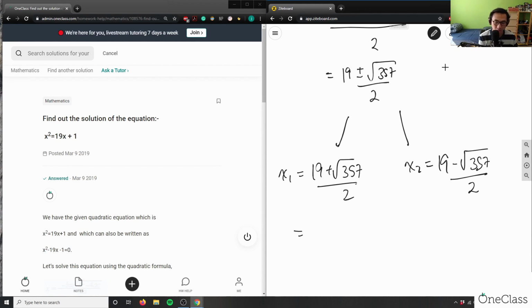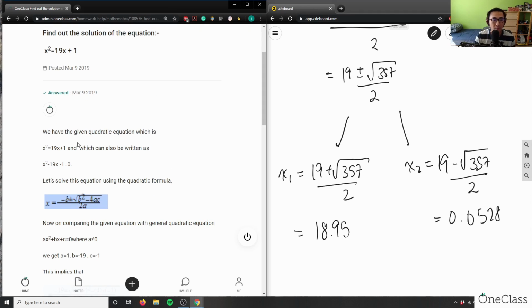which will give us an approximate value of 18.95 is what I got here. Again, I can't really simplify this radical any further. It's just going to give me 18.95, so I'm just going to give you a decimal in this case. And then I have 19 minus the square root of 357 divided by 2, and I'm going to get something like 0.0528. And these two would be my answers for this problem. 18.95 and 0.0528 would be my solutions for this problem.